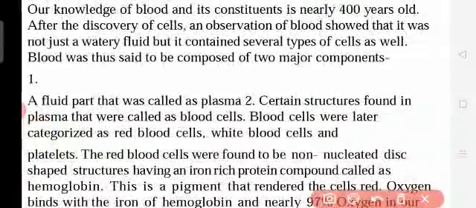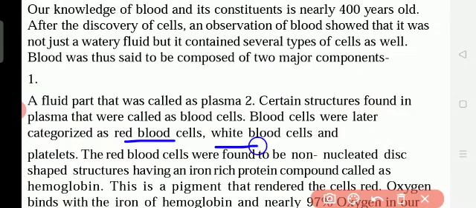Here, blood cells include red blood cells, white blood cells and platelets. So these three are present. Underline red blood cells, white blood cells and the platelets.